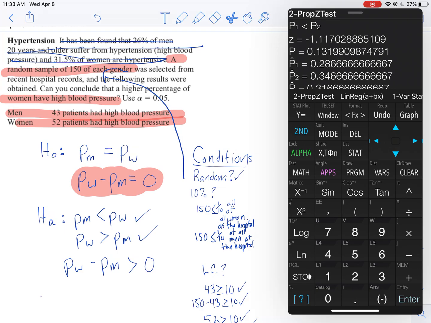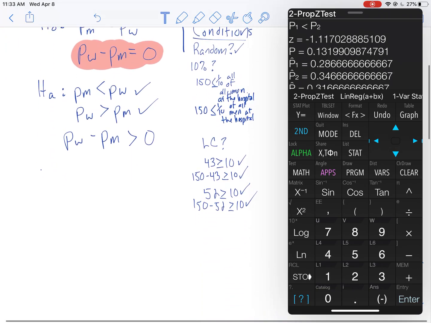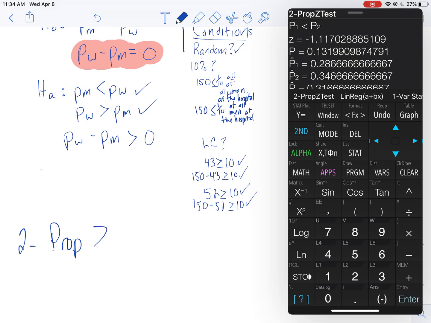So this is all the information I need. I'm going to calculate it out. And you notice I get all my important information here. This is what I want to be writing down. I want to write that I did a 2-PropZTest. That's important because if you're just writing down random numbers and p-values, we have no idea where they came from. 2-PropZTest.